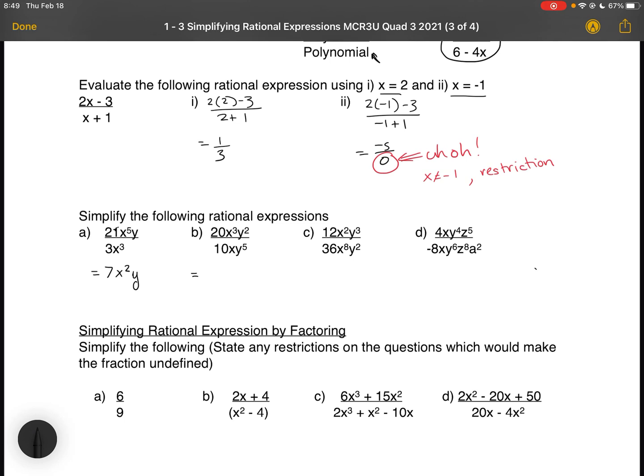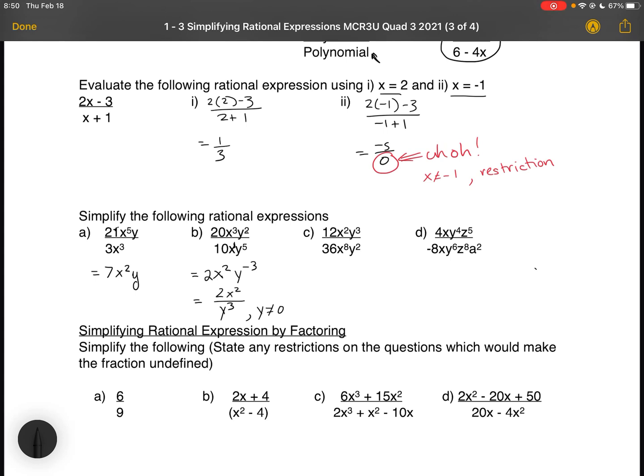The next one, I'm going to start the same way. So 20 divided by 10 is 2. X cubed divided by x to the 1, I'm going to subtract the exponents, leaving me with x squared. Y squared over y to the 5, again, I'm going to subtract the exponents, leaving me with y to the -3. I always want to write my answer with positive exponents, so I'm going to put y to the -3 on the bottom. This is also going to give me a restriction here that y cannot equal 0.